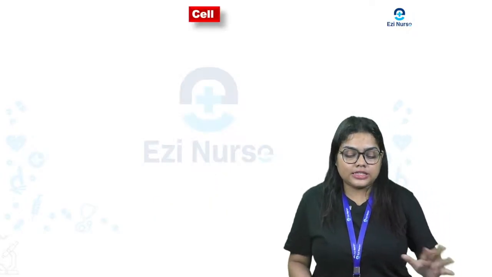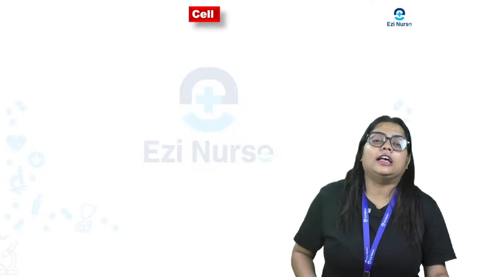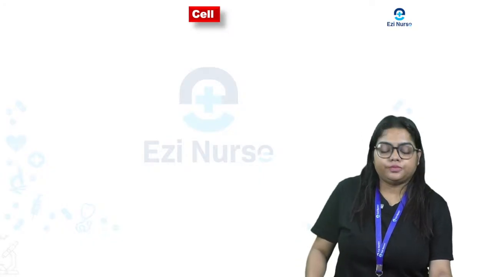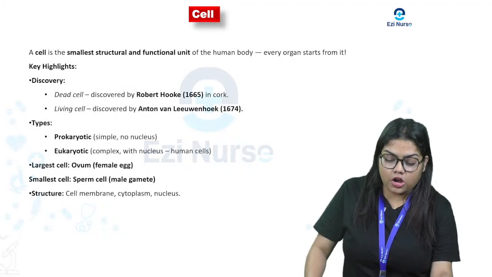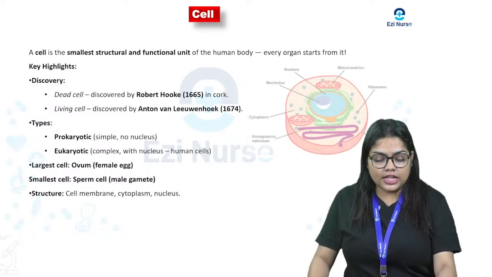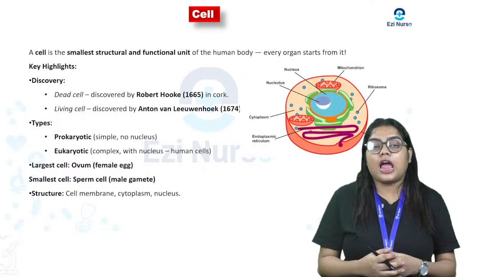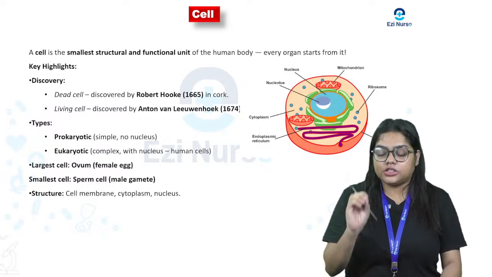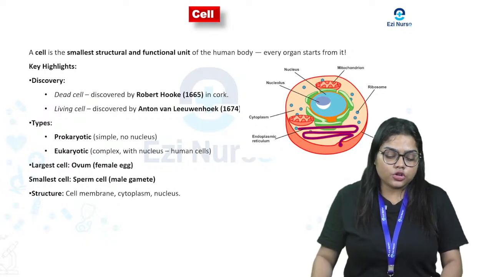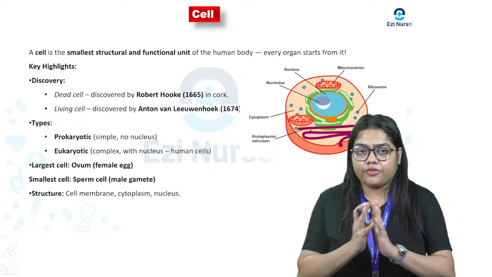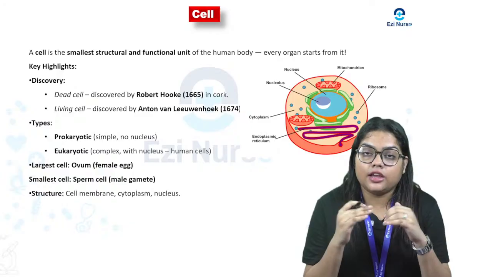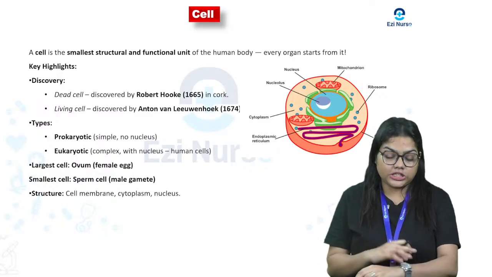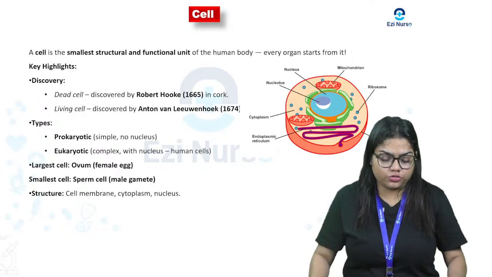Next, move on to the cell. So what is a cell? As I have already told and you also know, a cell is the smallest unit of the human body. A cell is the smallest structural and functional unit of the human body, and every organ starts from it. So what are the things we have to know a little about the cell? From this, a 1 mark question or MCQ has come 1-2 times especially.